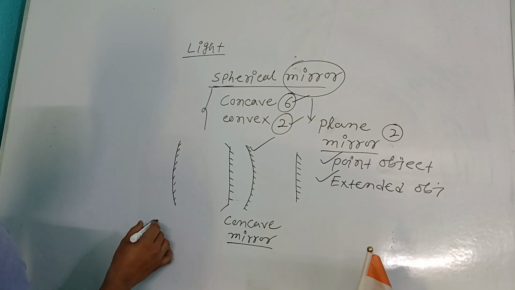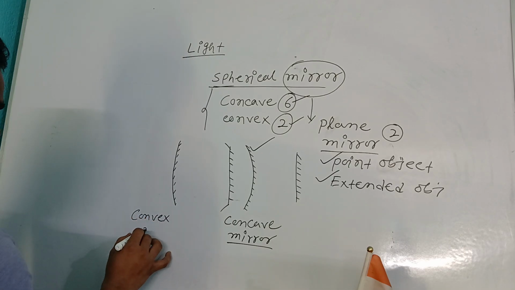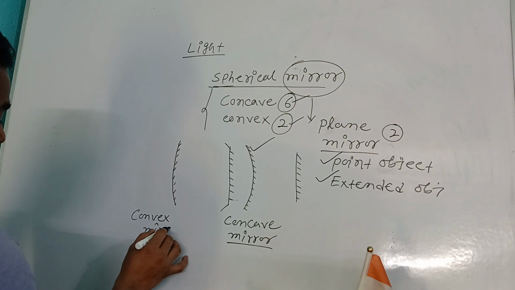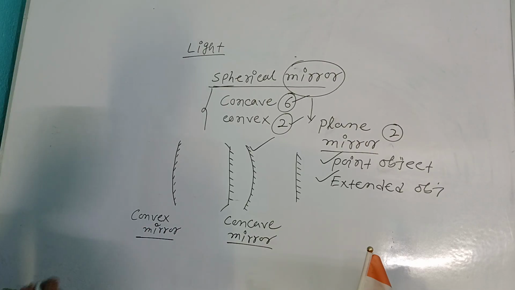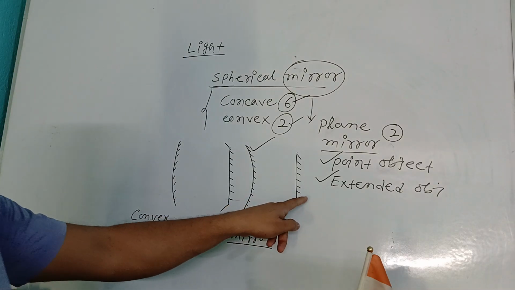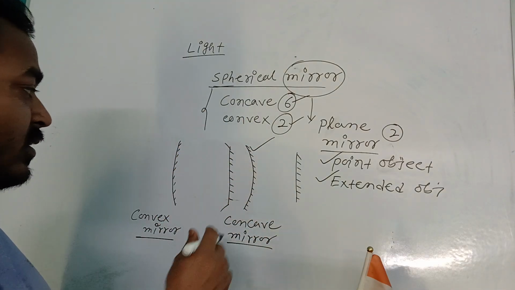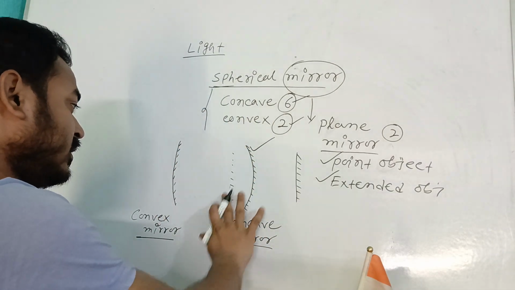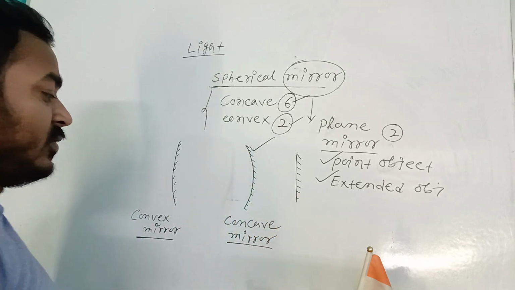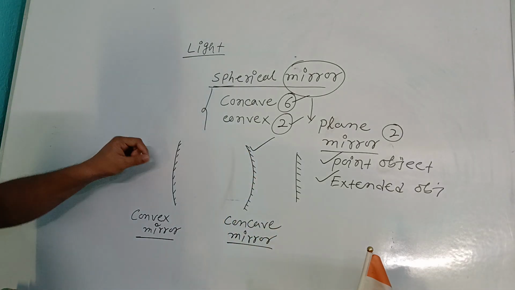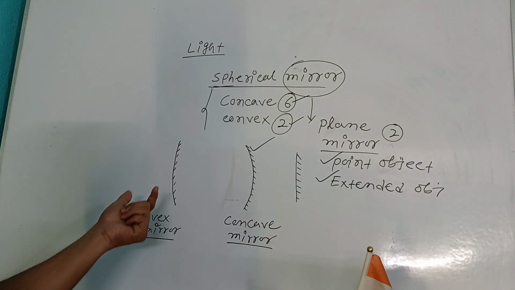So this one, what is it? Convex mirror. This is a convex mirror. There is a plane mirror. This is the diagram for a plane mirror. Let me erase this part. We have to use this one for a concave mirror and this notation for a convex mirror.